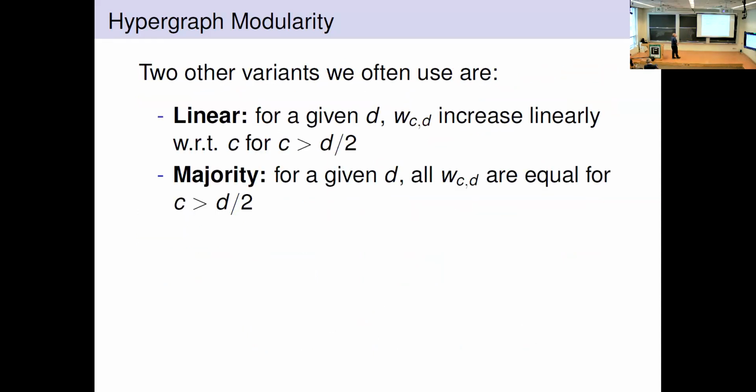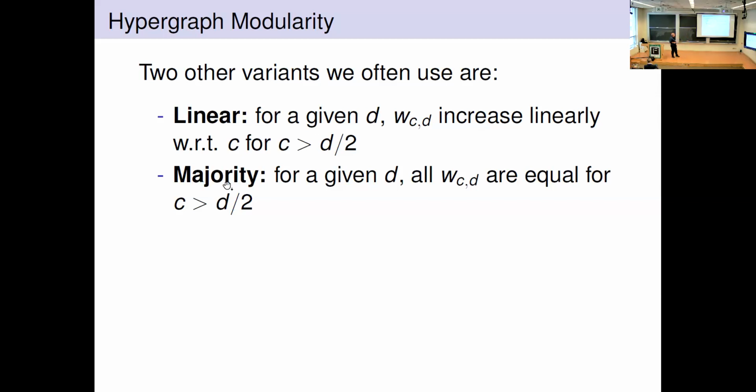Another possibility is some increasing function. It makes sense in some cases. If C is close to D over 2, maybe this is mildly part of my community, but as C goes to D, maybe I want to increase the value W_CD so that this plays a higher role. It doesn't have to be linear. Pick any non-decreasing or increasing function that you like in terms of C.